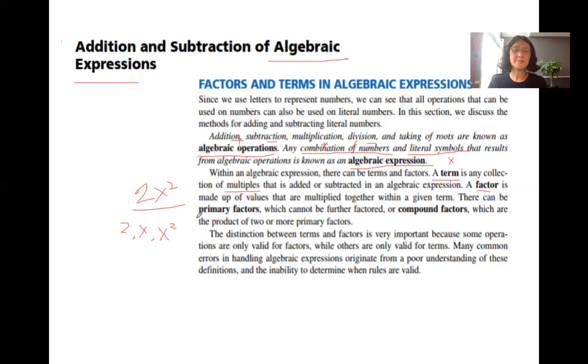Next terminology, primary factors. If a factor cannot be further factored, it is a primary factor. For example, 2 and x are primary factors. Compound factors can be further factored. For example, x squared is a compound factor because it can be further factored into x multiplied by x.